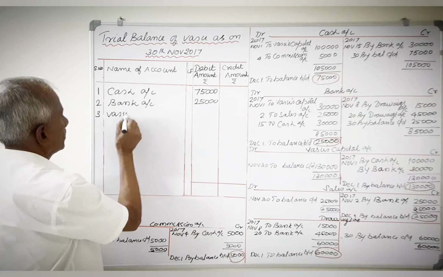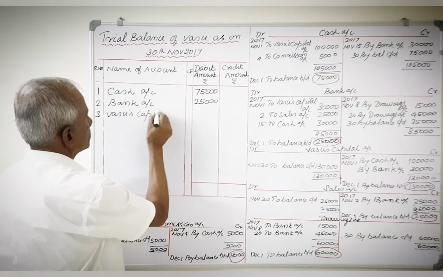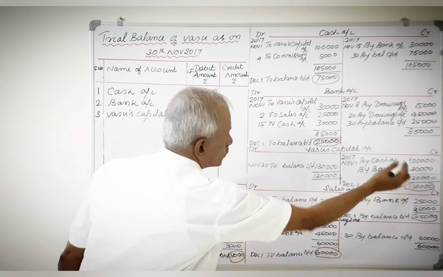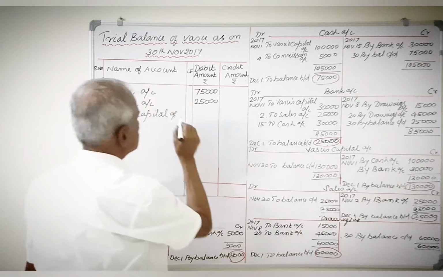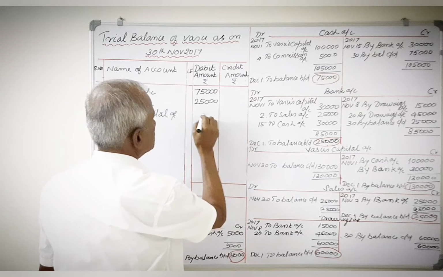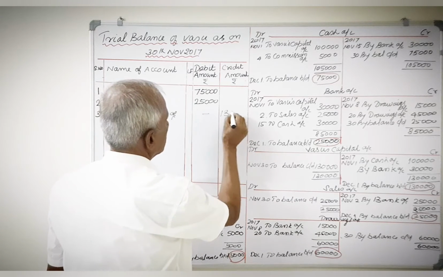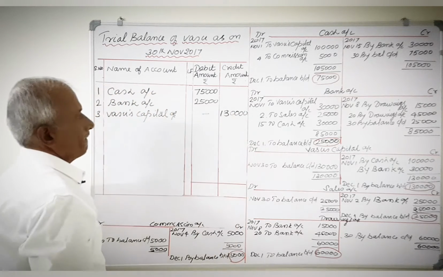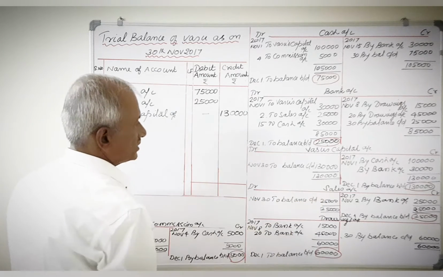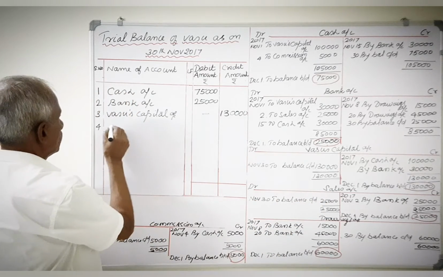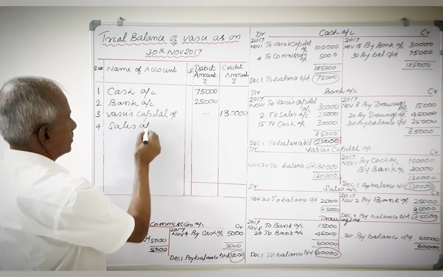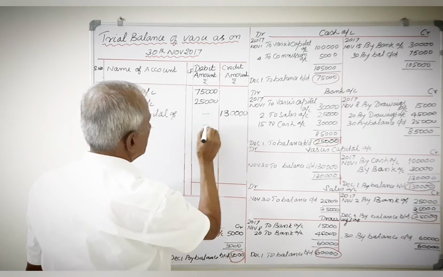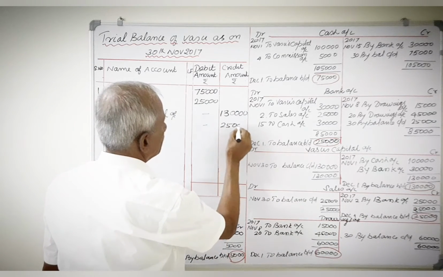Then third account, Vasu's capital account. 3, Vasu's capital account. Vasu's capital account shows 1,30,000 rupees credit balance. So it should be recorded on the credit side. 1,30,000. Then let us go to the next account, sales account. 4, sales account. Sales account also shows a credit balance of 25,000. So let us record it on the credit side, 25,000.